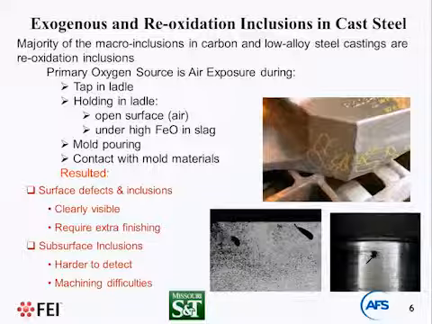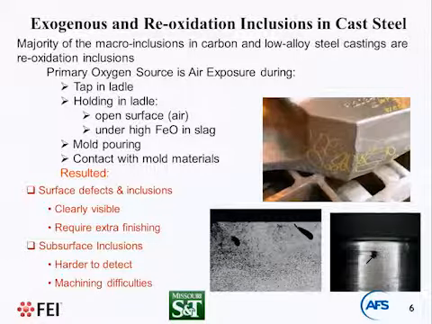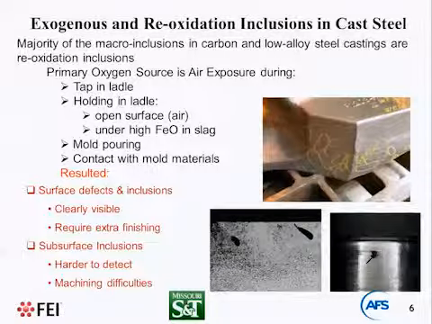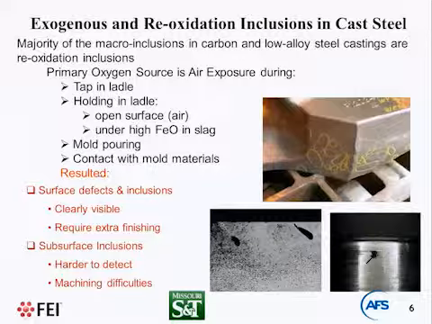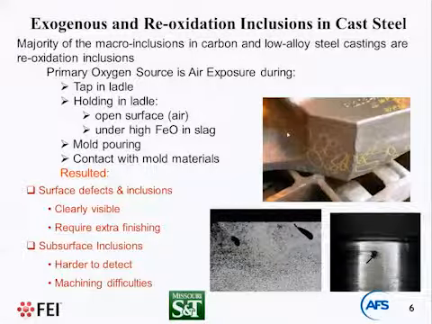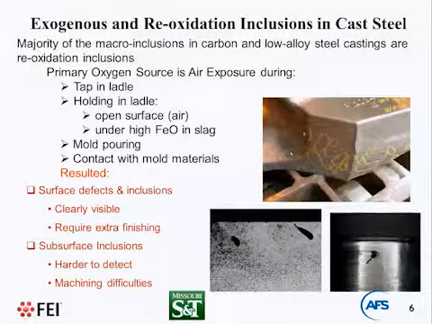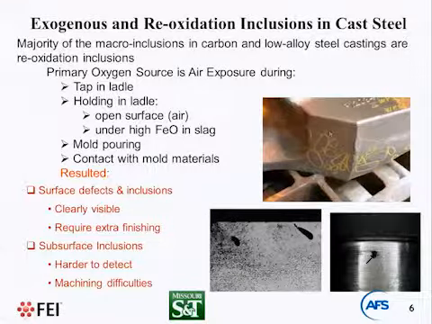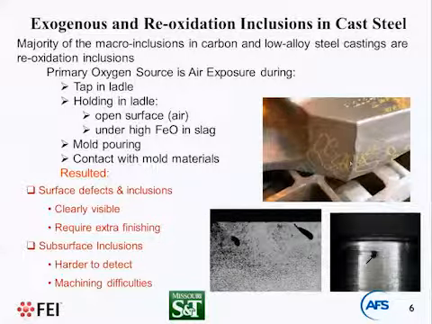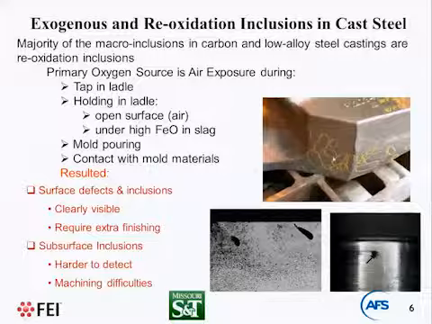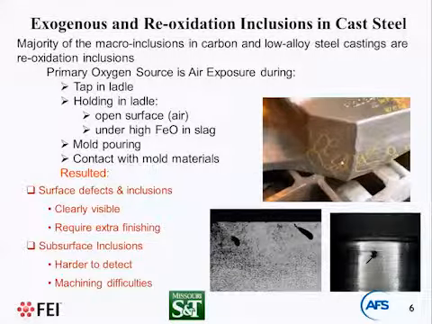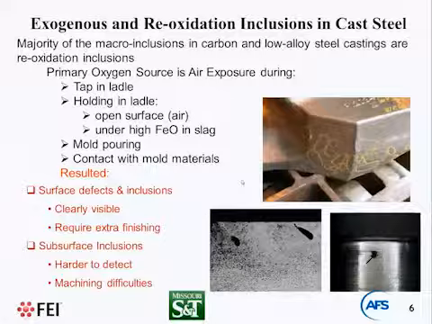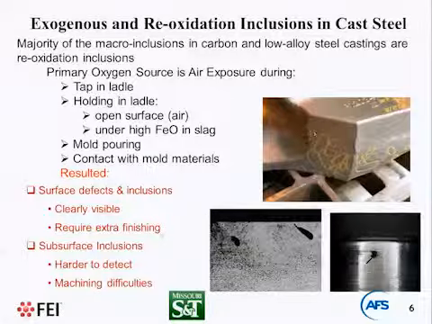What do we have as a result? We have two types of inclusions. One could be located on the surface, and this picture was taken by me with permission of a metallurgist. You can see all these marks. The defect is clearly revealed. It's like kids' graffiti on the casting. So this surface inclusion is clearly visible and easy to detect, however, it requires extra finishing.